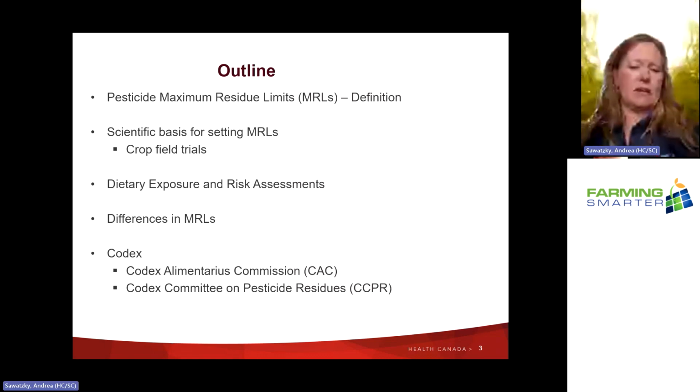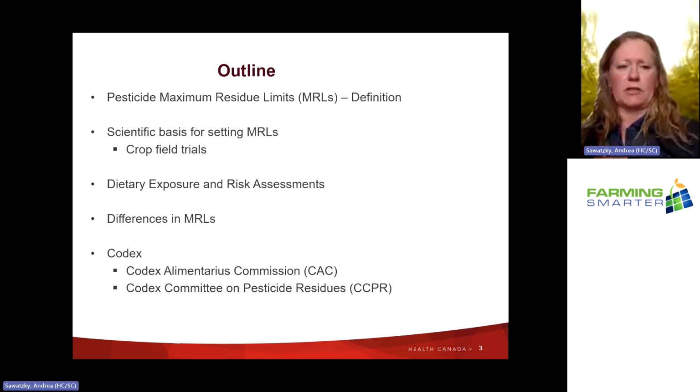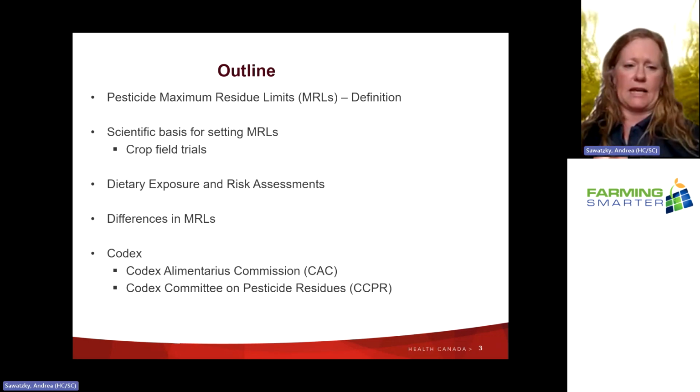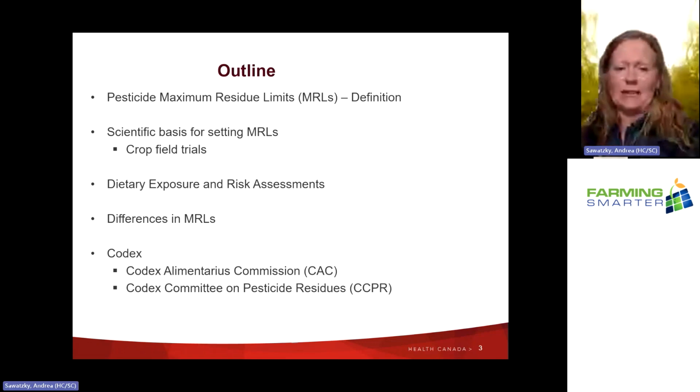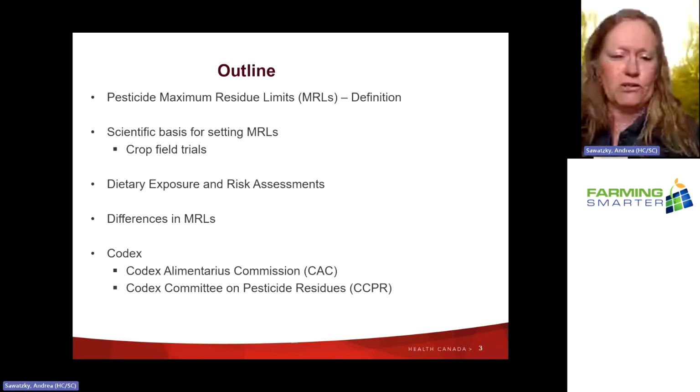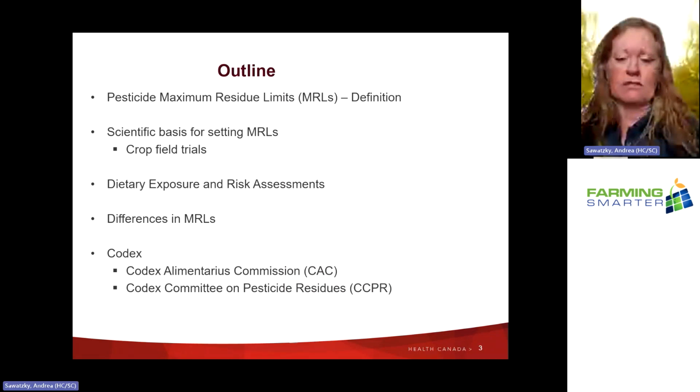And if there's time, I'm going to put a little international flavor into this, and I'm going to talk about the Codex. So there's a Codex Alimentarius Commission and the Codex Committee on Pesticide Residues. So that's the international flavor. If I have time, great. If not, we're more concerned about Canada, so we'll just stick to the Canadian portion of this.